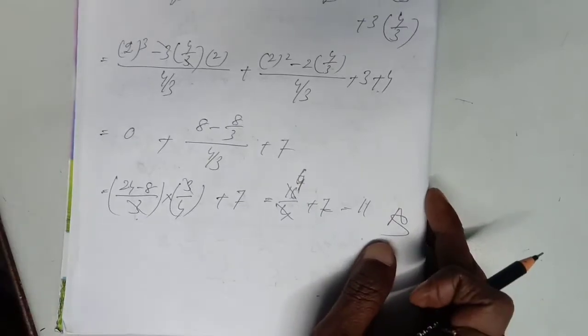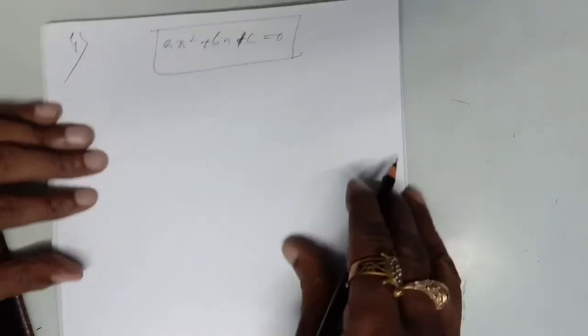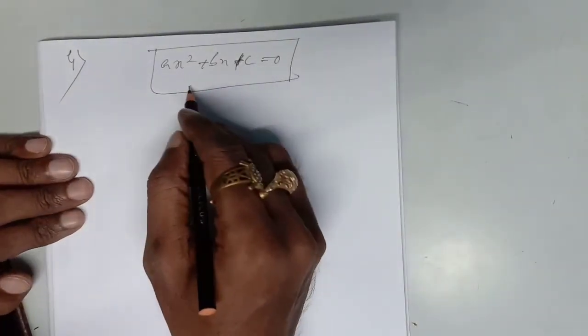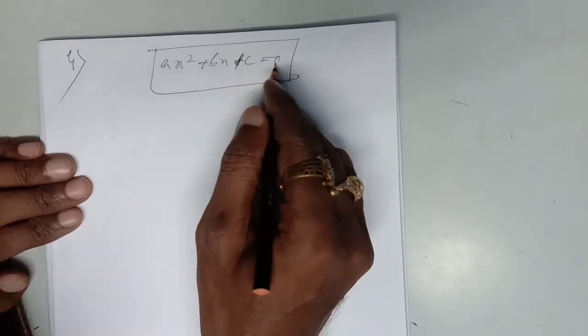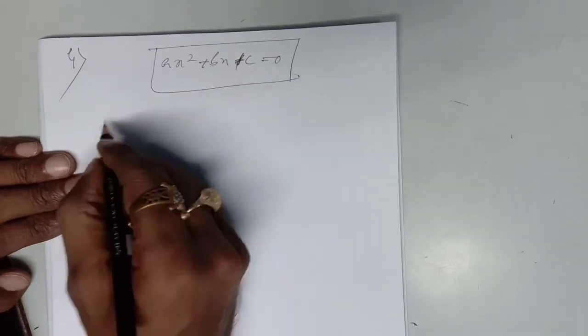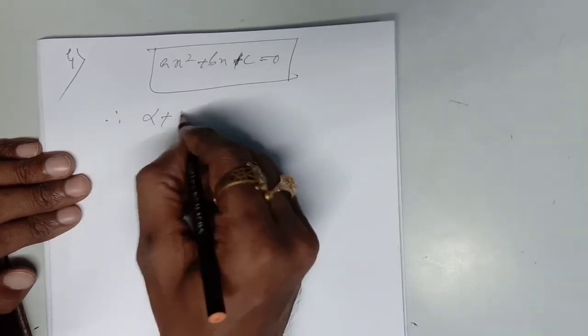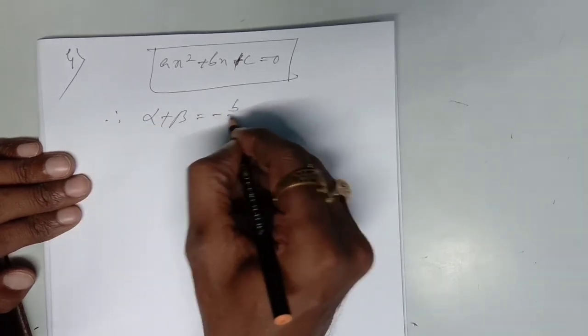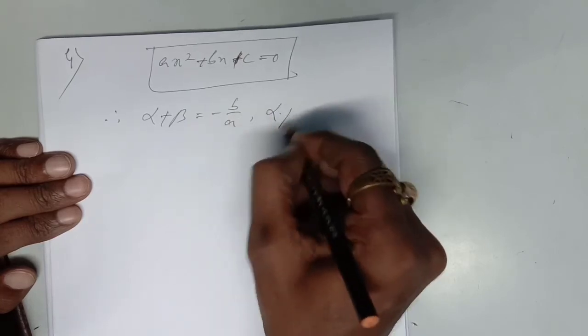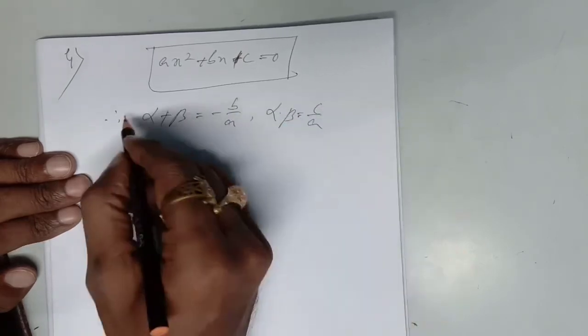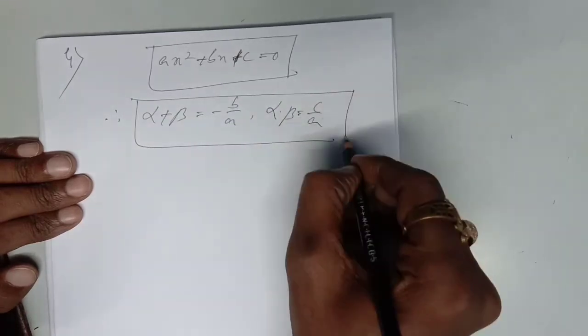Okay, number 4, just see. See the question number 4. Ax square plus bx plus c equal to 0. This is the quadratic equation given, and alpha and beta are the roots of the quadratic equation. Means alpha plus beta will be how much? Minus b by a, just applying the formula. Alpha and beta is how much? c by a.